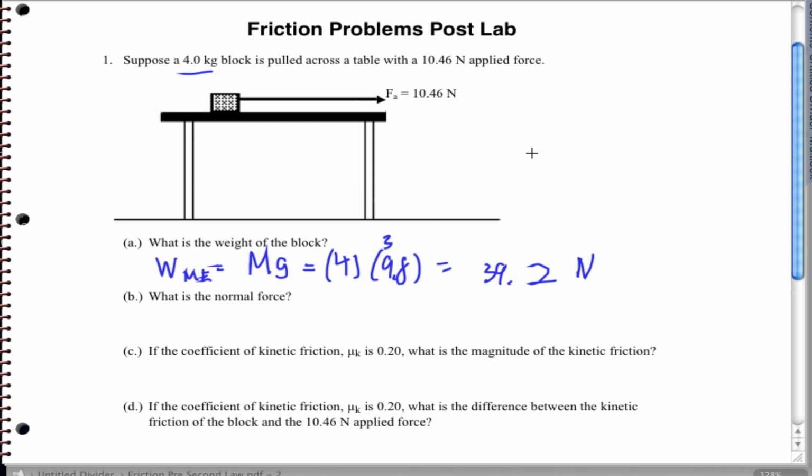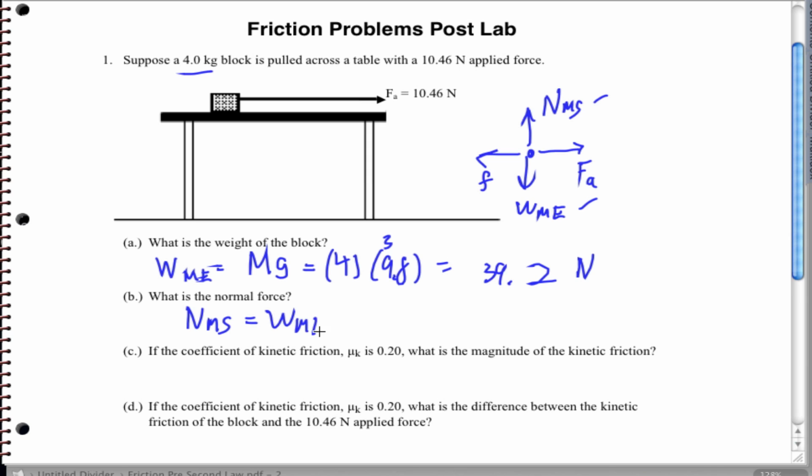Now, if we draw a free body diagram here, we have the applied force, we're going to have a friction force, we have the normal force on the mass due to the surface, and the weight of the mass due to the Earth. And we want to know what the normal force is. Well, the normal force in this case is going to be exactly equal to the weight because these two forces balance. And again, in some previous part of this video, we realized that if they didn't balance, the block would either fall through the table or jump into the air. So that's going to be 39.2 newtons.